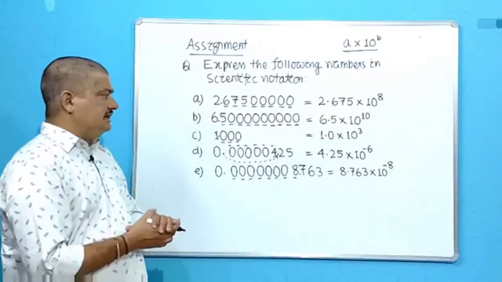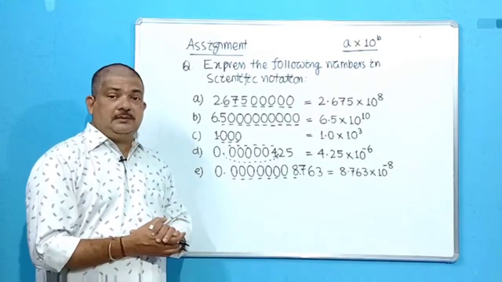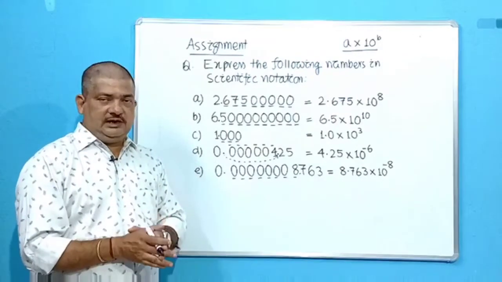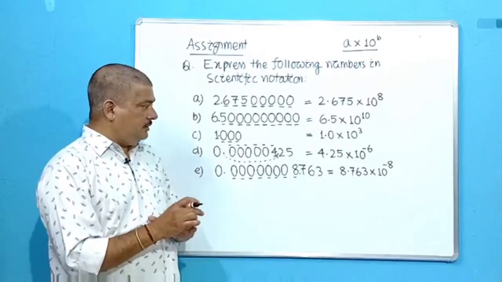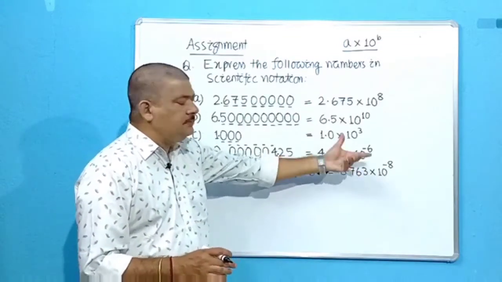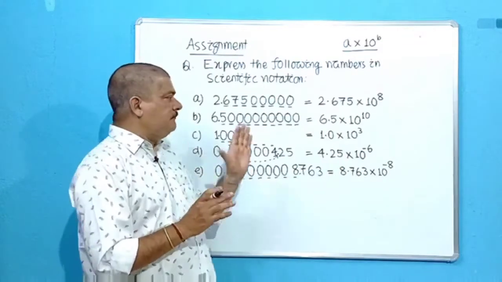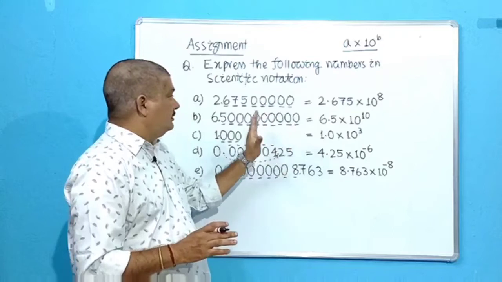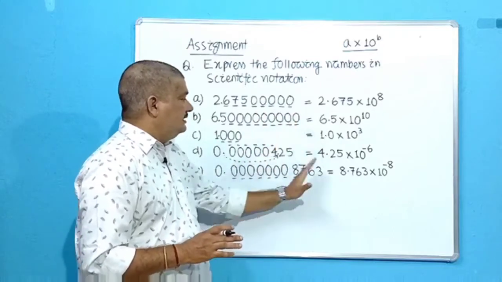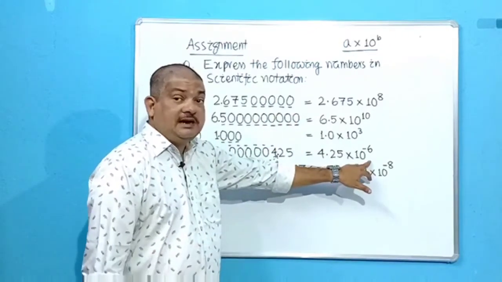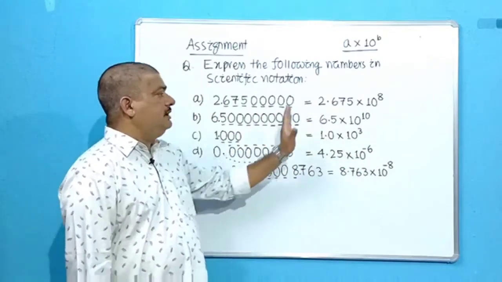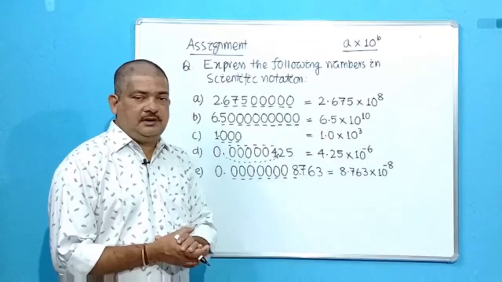So these are the answers of the assignment given to you in the last class. Most of you have solved it correctly, so thank you very much. But some of you have added positive. So what is the key? When we are moving towards the right side, the power will appear in the form of a negative integer. When the decimal is moved towards the left side, the power will appear in the form of a positive integer.